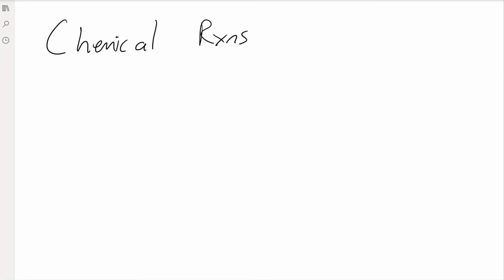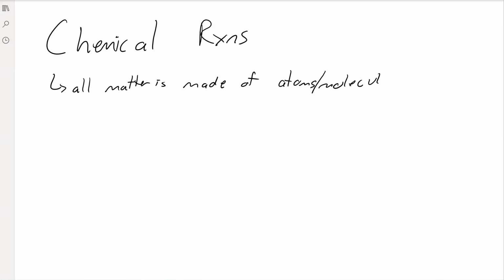All right, so next up, we're going to start talking about chemical reactions. So remember from previously that all matter is made of atoms, which can combine into molecules and compounds. And all of these are generally accepted as being chemicals, which means that all matter is made out of chemicals.